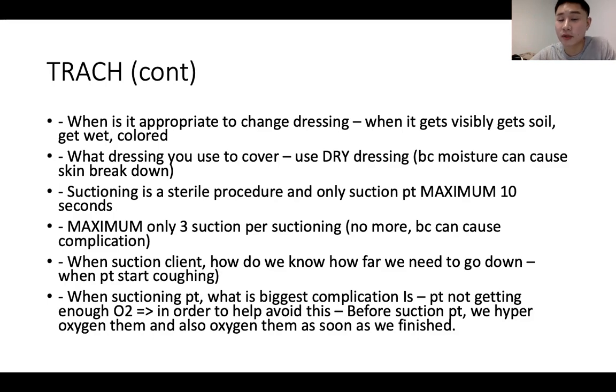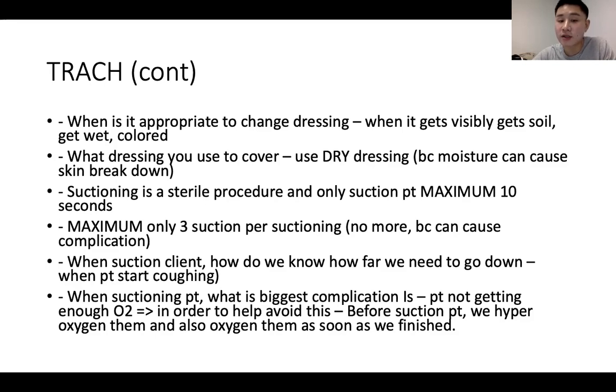So remember, suctioning is a sterile procedure. Sterile is different from aseptic. Sterile is like no bacteria. Maximum is only 3 suctions per suctioning, no more, because it can cause complications. When suctioning the client, how do we know how far we need to go down? Again, when the patient starts coughing.